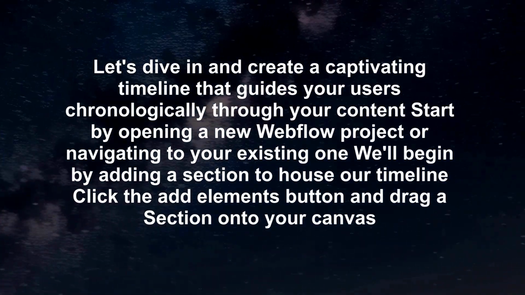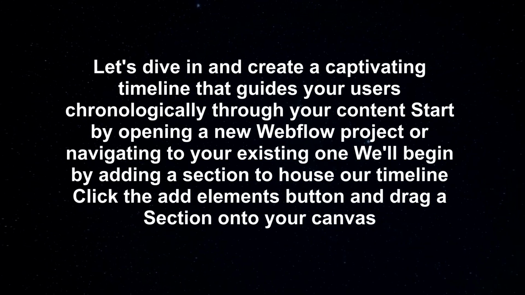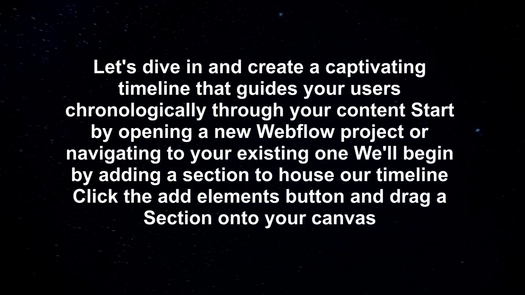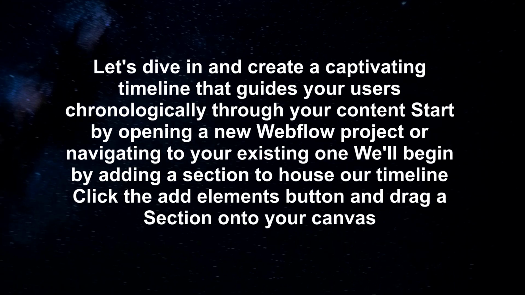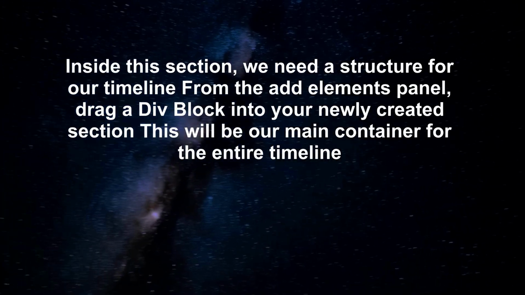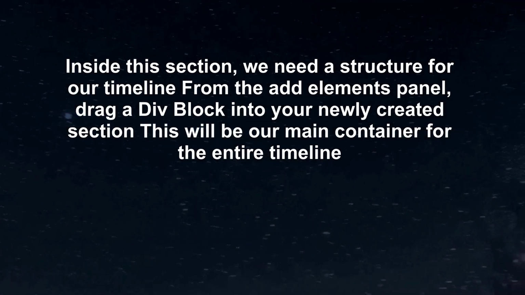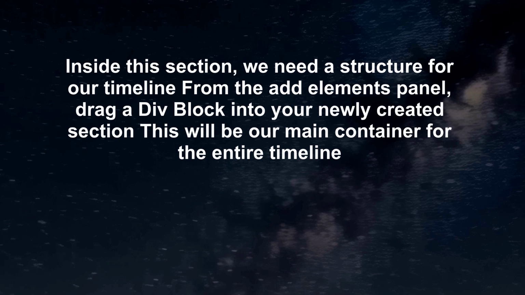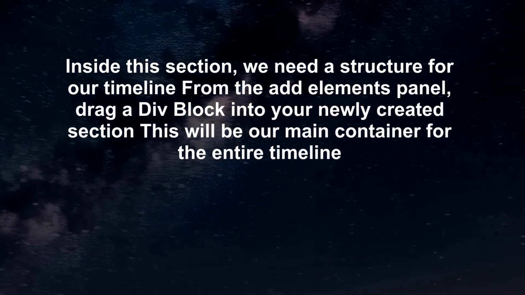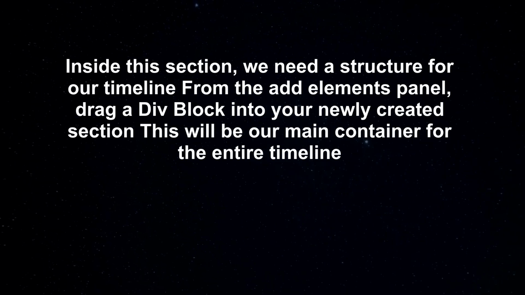Start by opening a new Webflow project or navigating to your existing one. We'll begin by adding a section to house our timeline. Click the Add Elements button and drag a section onto your canvas. Inside this section, we need a structure for our timeline from the Add Elements panel. Drag a div block into your newly created section. This will be our main container for the entire timeline.